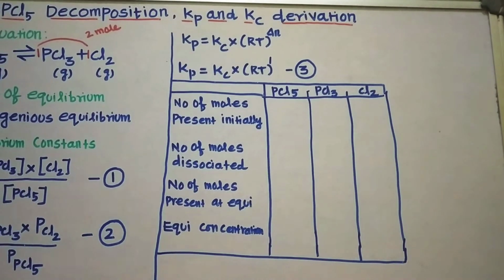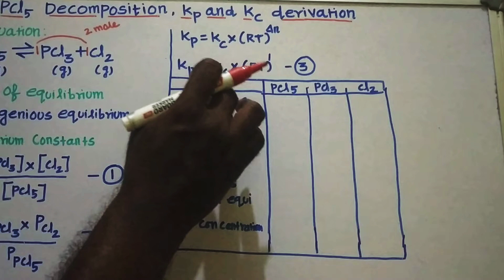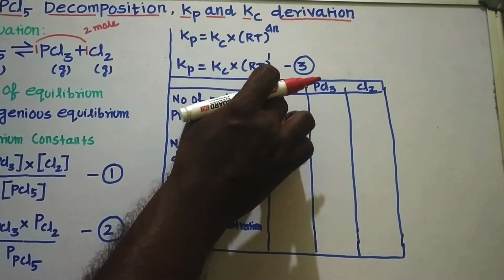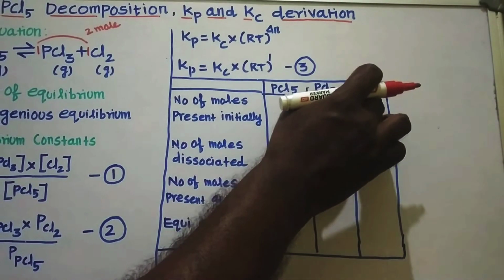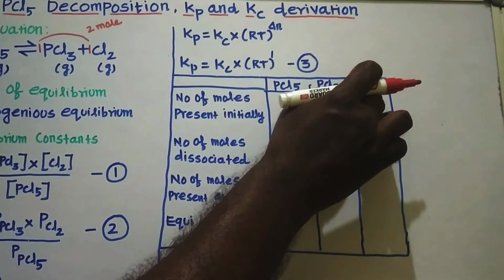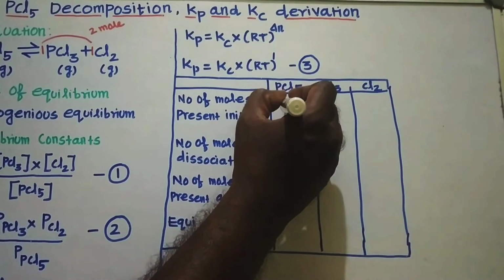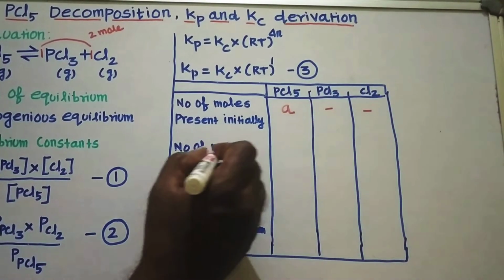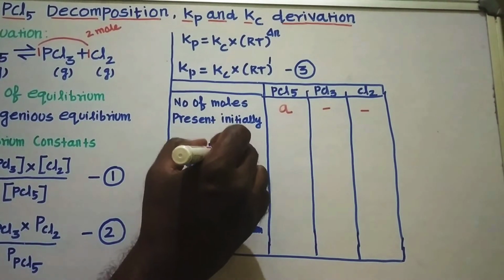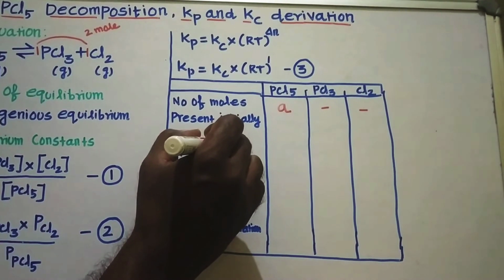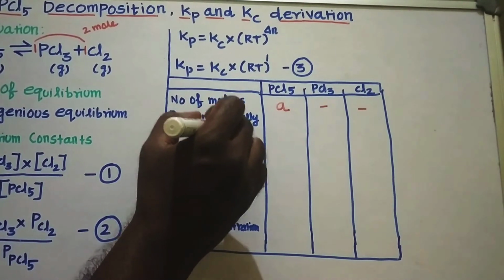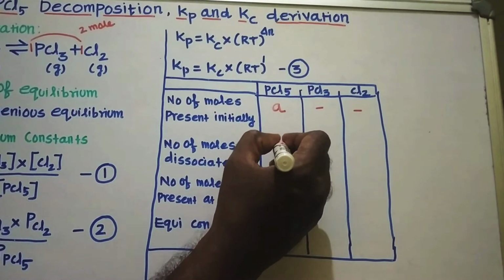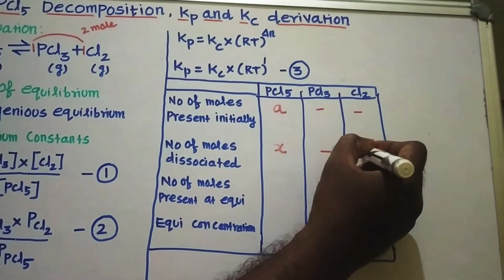First of all, the number of moles present initially. It is well known that here PCl5 is the reactant and PCl3 and Cl2 are the products. Initially, only the reactant is present. Therefore, the number of moles of PCl5 is equal to a, and for the products it is equal to dash, dash. Then the number of moles dissociated or reacted. It is well known that only reactants react initially. Therefore, the number of moles of reactant is equal to x, and dash and dash.